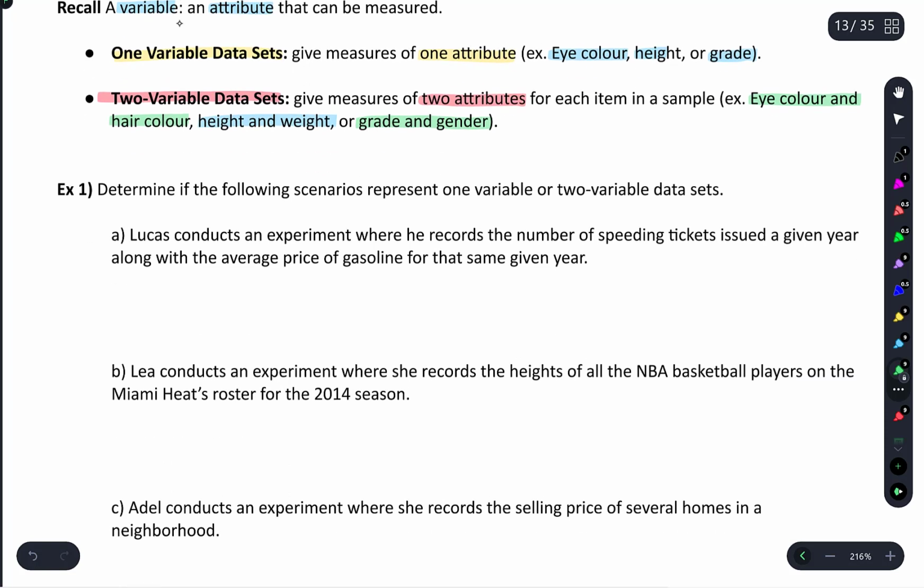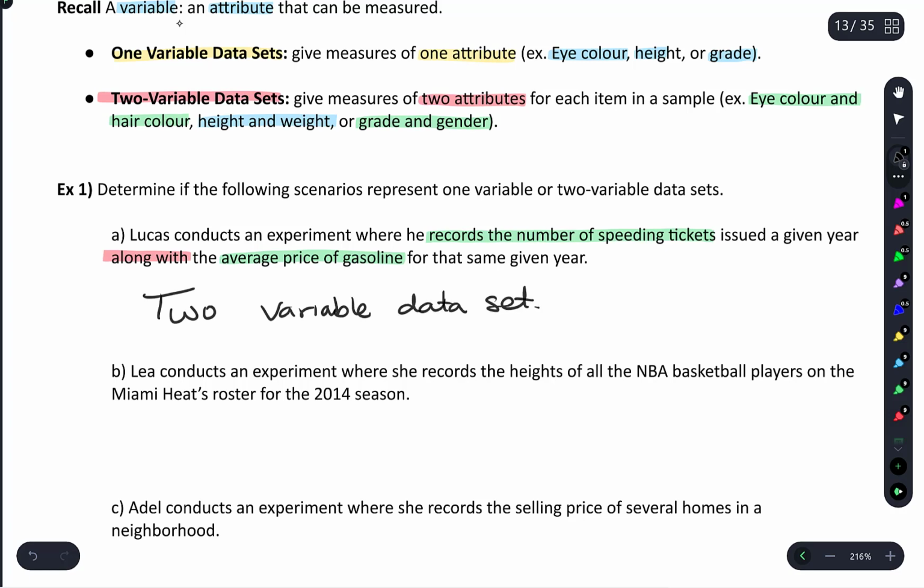So the first example says Lucas conducts an experiment where he records the number of speeding tickets. So that's one thing that he's measuring, number of speeding tickets issued in a given year, along with the average price of gasoline. So when we see "along with", it means that there's going to be two pieces of information. The fact that I have the recorded number of speeding tickets and the average price of gasoline together means that we're dealing with a two variable data set.